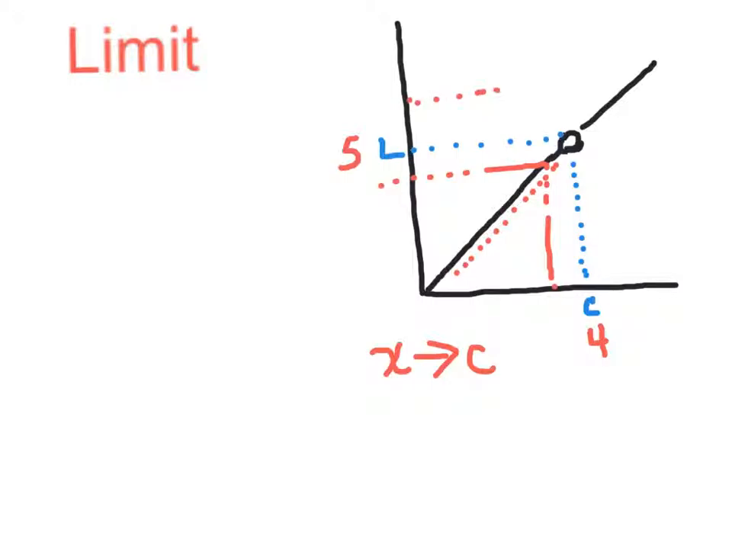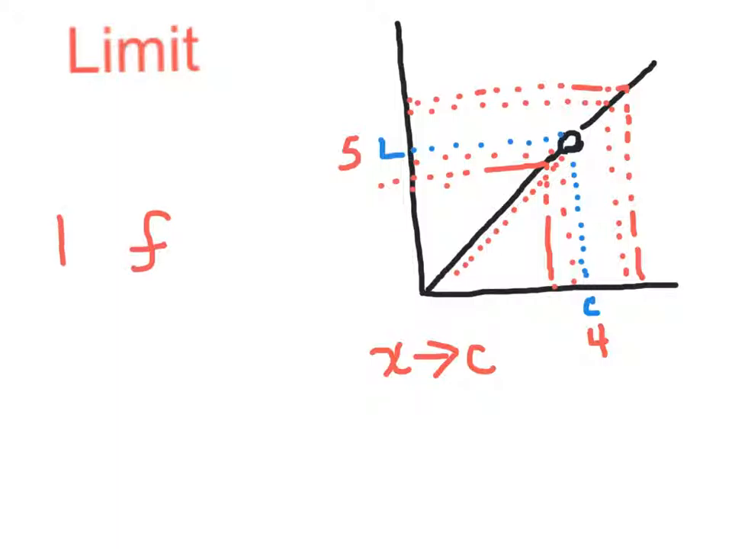the value of L that we approach as we get closer and closer to c from both sides. So if you think about the squeeze theorem that we discussed, as those red dots pull closer and closer to the blue, that tells us what the limit is. The limit of this function as x gets closer to 4 is L equals 5.